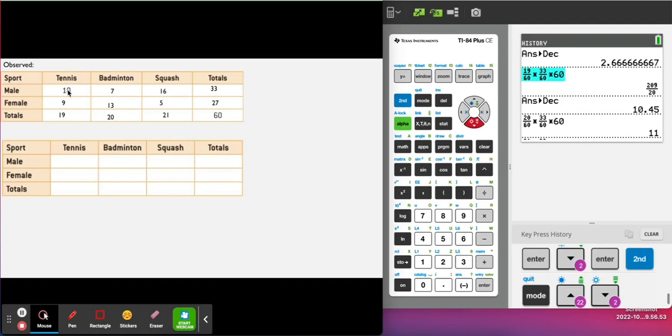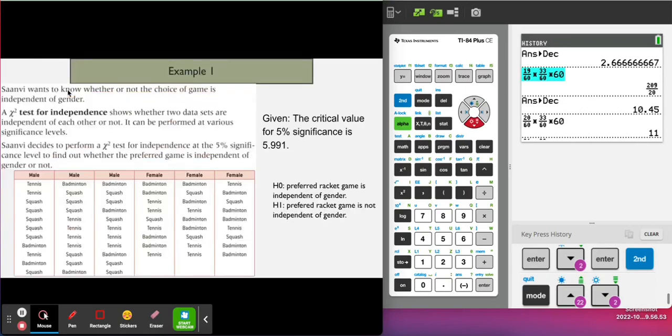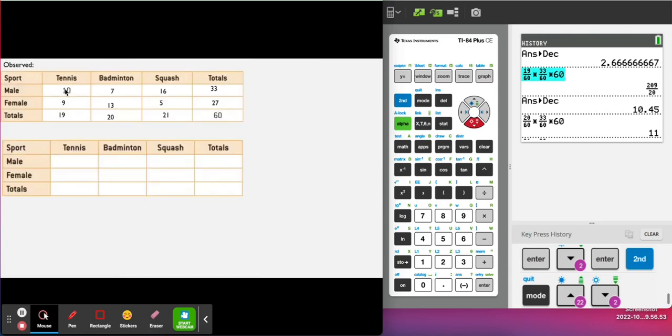What you do is you look at your table and you say, okay, how many males are playing tennis? And you count, 1, 2, 3, and when you count all of these male tennis players, you get the value of 10. So how did I get all these numbers here? I simply looked at my table and matched it here. Then we add up our totals. So we have 33 males and 27 females. We have 20 badminton players and so on and so forth. There's a total of 60 people who took this survey.